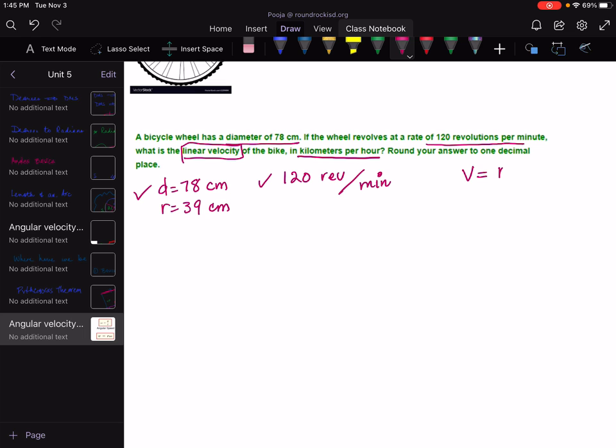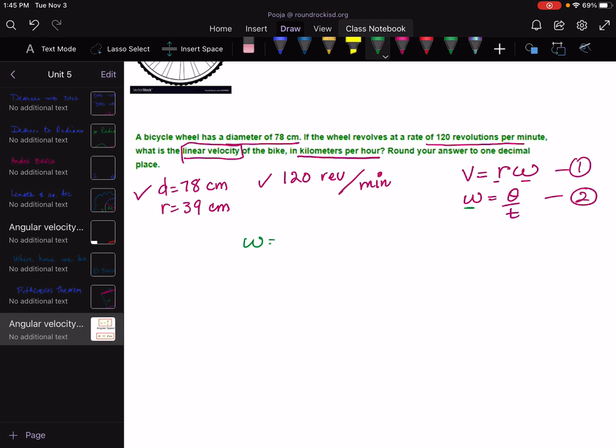Linear velocity is radius times angular velocity. I already know the radius, but what's the angular velocity? I don't know it, so I first need to find angular velocity. Once I find that, I will take that answer and plug it into that first formula, Formula 1, Formula 2. So let's find angular velocity first, because without it I really can't use Formula 1.